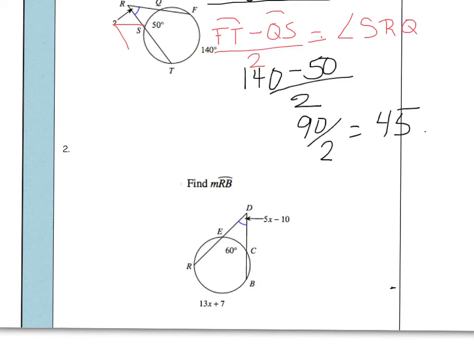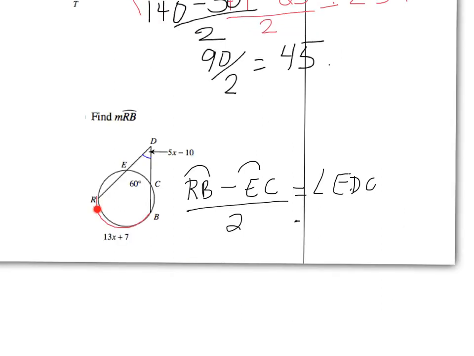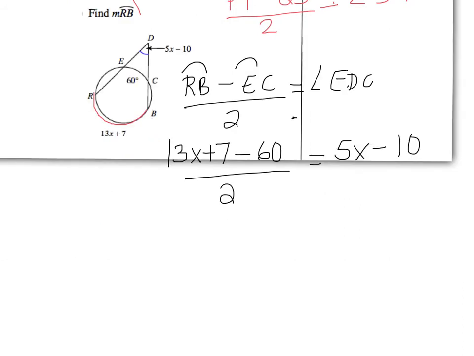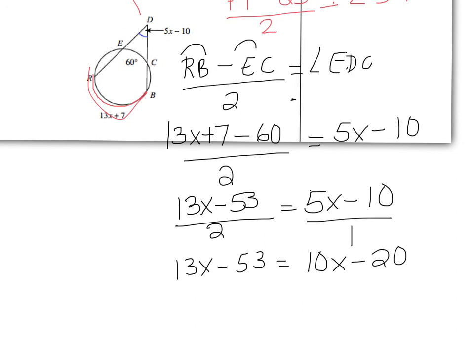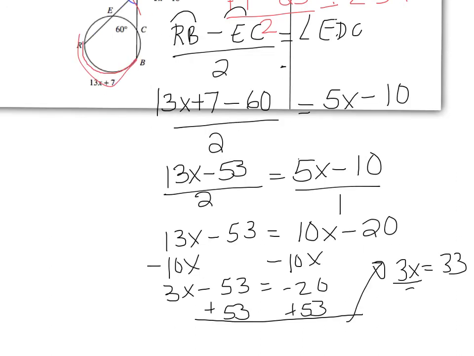Number 2, very similar problem, but this time they want to know the measure of the arc. It's still an arc or angle problem, but they want to know RB. So we're going to use the same strategy. Arc RB minus arc EC divided by 2 is going to give us this angle here. So let's plug in what's given: all the measurements for RB, for EC, and then for D. Now this is an algebra problem I need to simplify and solve. Combining like terms. Now I'm going to cross multiply. Now I want to collect like terms, add 53 to both sides, which gives me 3x equals 33. Therefore, x equals 11.